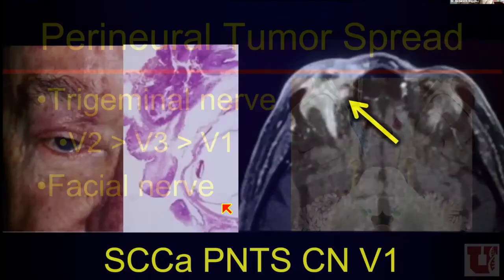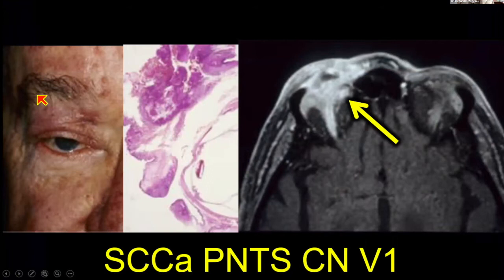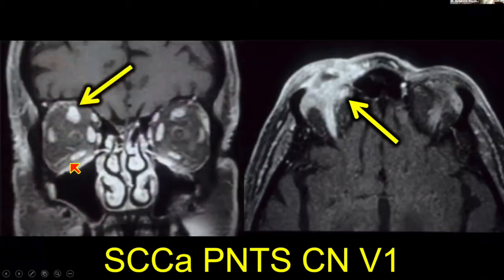So I want to be very familiar with those nerves. If somebody has a little squamous cell carcinoma or a pathology lesion on the skin of the eyebrow, for example, I remember where V1 comes out over the eyeball, and I'm going to look very closely to see if there's abnormal enhancement along that course that might be perineural tumor spread. And on the coronal MR, it's very nice to see these rectus muscles.